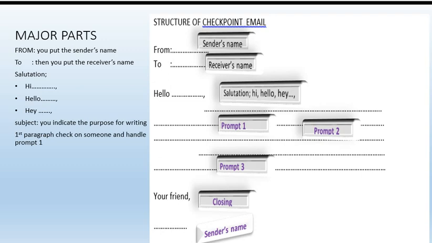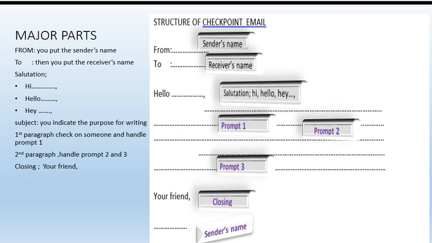If you are done with prompt 1 and prompt 2, then you go to paragraph number 2 and handle prompt number 3. But of course, you may handle prompt number 1 in paragraph 1, then you handle prompts 2 and 3 in paragraph number 2. So you can either handle prompts 1 and 2 in paragraph 1, then prompt 3 in paragraph number 2, or you can handle prompt 1 in paragraph 1, then in paragraph 2 you handle prompts 2 and 3. Then from there you go straight to your closing.